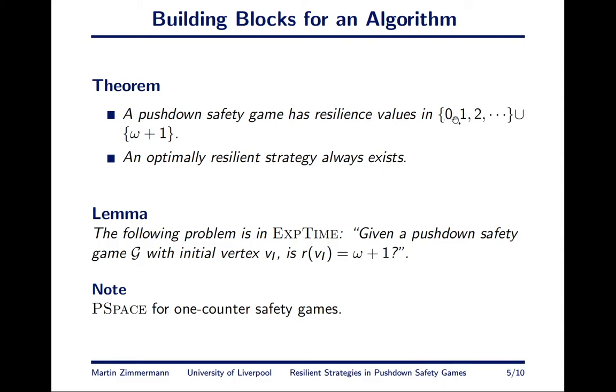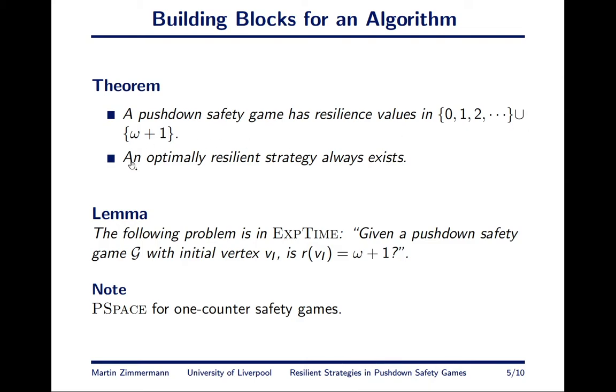Okay? So in general, what we have shown is the following. You can have all finite values, you can have omega plus 1, but you still cannot have omega as a resilience value in a pushdown safety game. And the reason for that is intuitively that pushdown safety games are finitely branching. As soon as you have a class of graphs that has infinite branching, then you can have value omega as well.